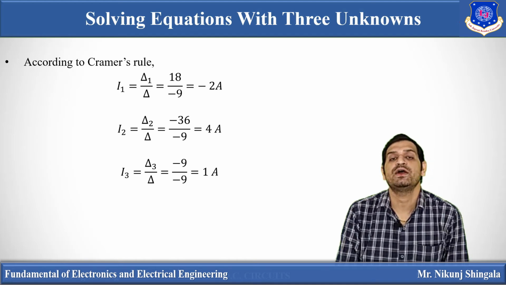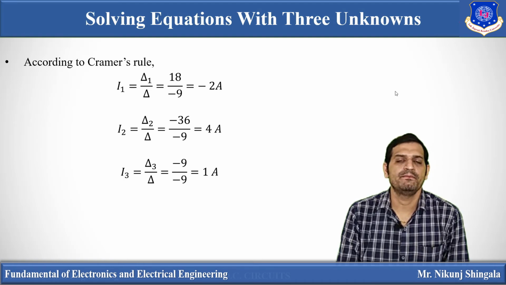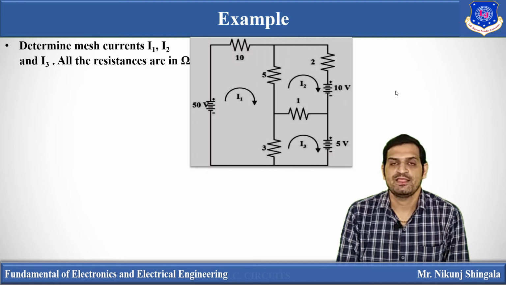First we have to identify the mesh currents and branch currents. Then we have to apply KVL in each and every loop. Then we will have the equations. The number of unknowns depends on the number of loops. And we have seen how to solve equations with three unknowns using Cramer's rule and the determinant method. Now moving towards an example based on mesh analysis.